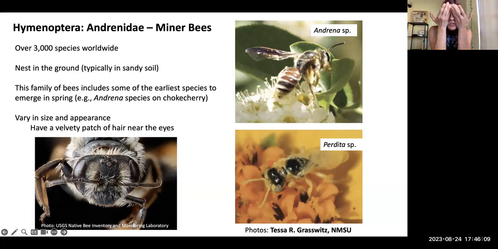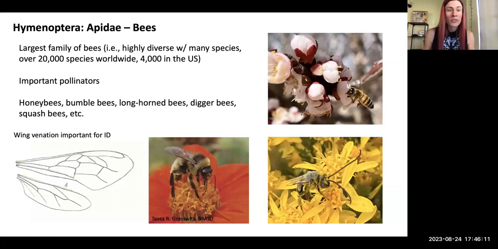So they have those little small hairs that are in the fronts of their face. So the next group, the Apidae, this is the largest family of bees. It's highly diverse with many species. So worldwide, over 20,000 species, about 4,000 in the US. These are very important pollinators, and not just the honeybee. There are lots of native apids that are super important, like squash bees and bumblebees. So lots of diversity in this.